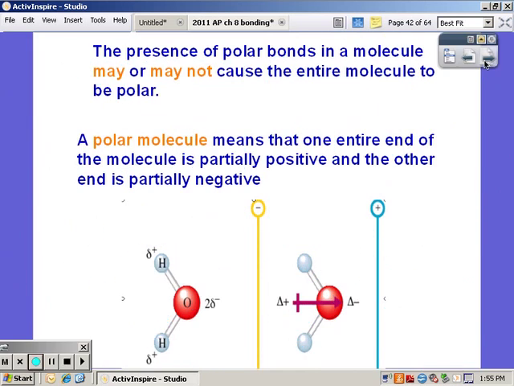The presence of polar bonds in a molecule may or may not cause the entire molecule to be polar. A polar molecule means that one entire end of the molecule is partially positive and the other end is partially negative. It has a dipole. So in water, you can see that one side is positive, the hydrogen end, and one end is negative, the oxygen end.